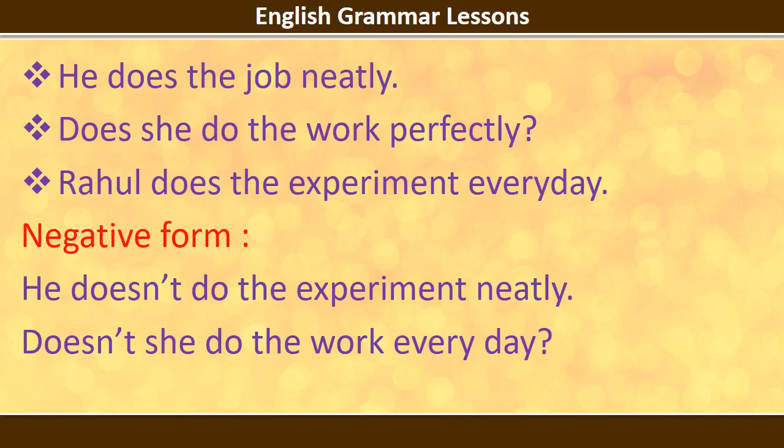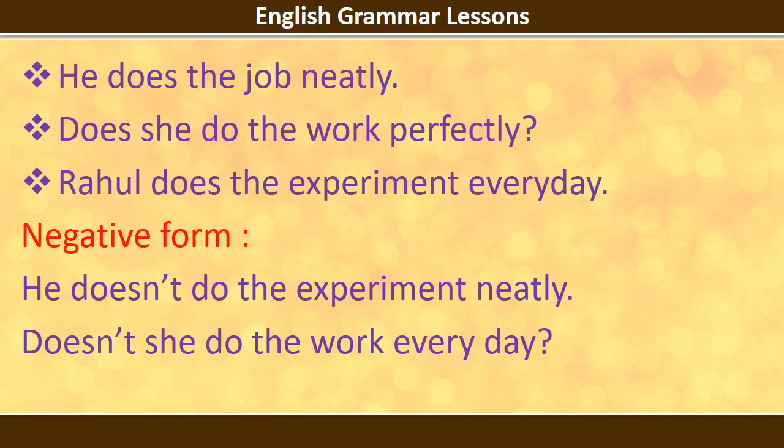Usage of does. The three important points are also applicable for does. That is, does is always used in present tense. He, she, it or any name are the subjects used with does. For interrogative or questioning purposes, we always use does at the beginning of the sentence. Here are some examples. He does the job neatly.